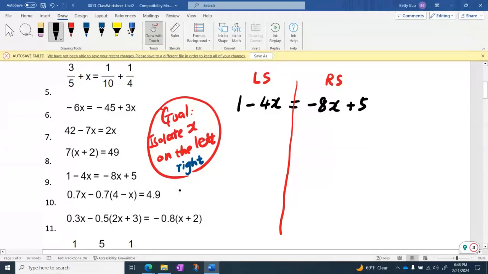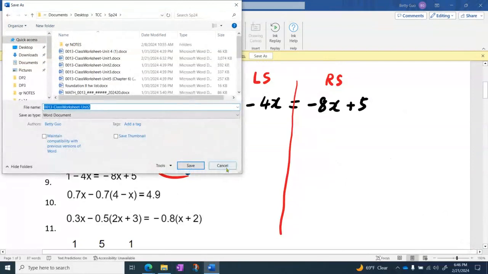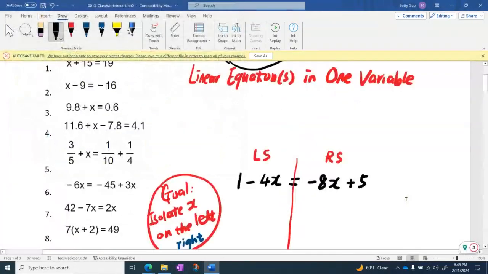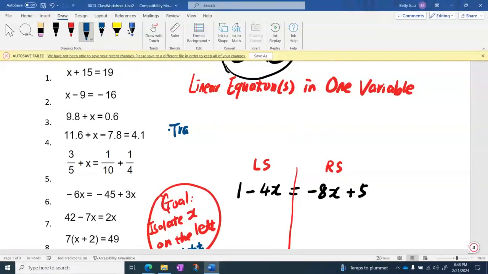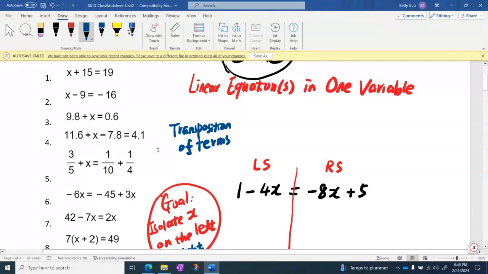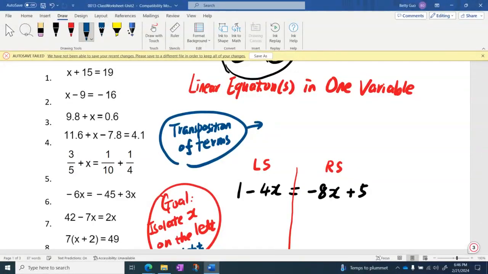I'm going to introduce a technique. This technique you don't see in the book. The technique is called transposition of terms. I'm going to explain when we use this technique and how we use it. We use this technique to collect like terms.